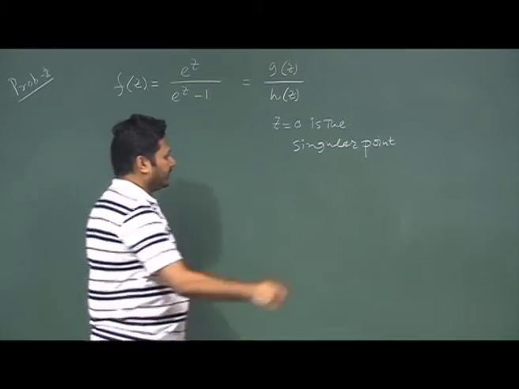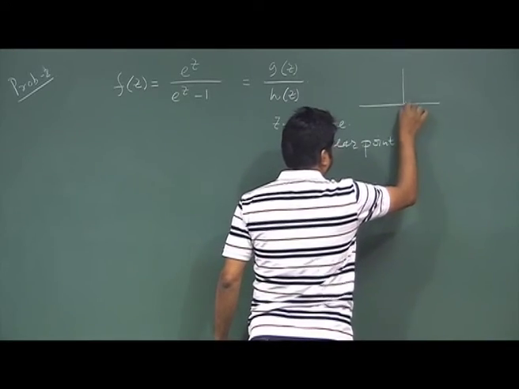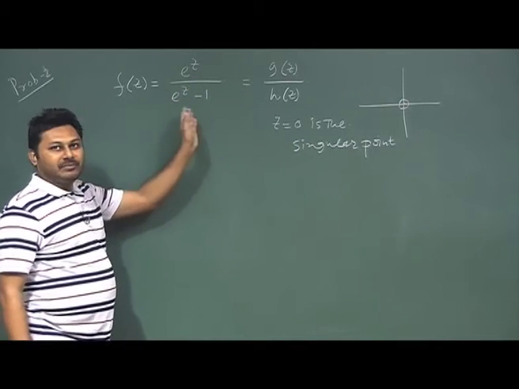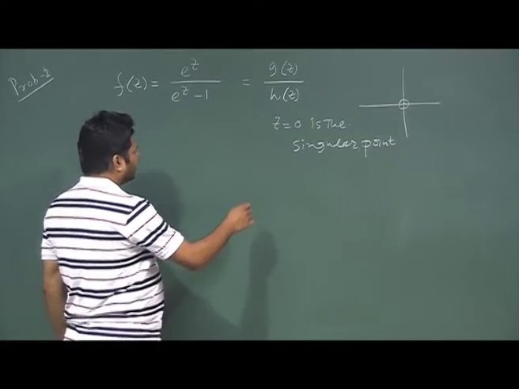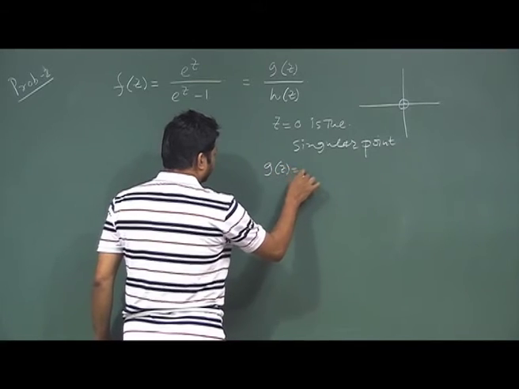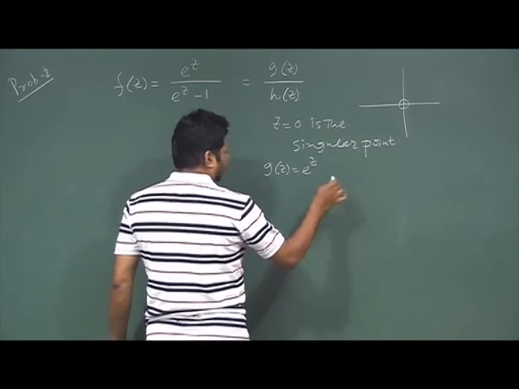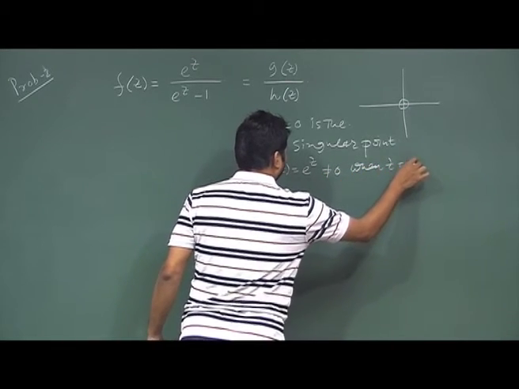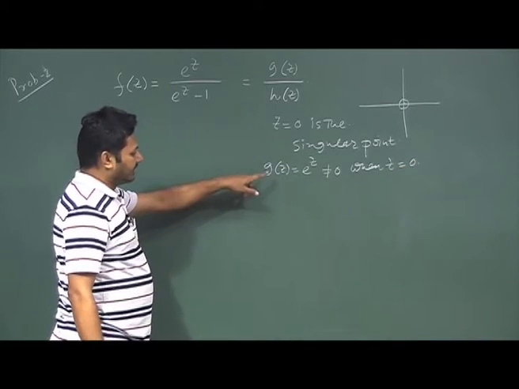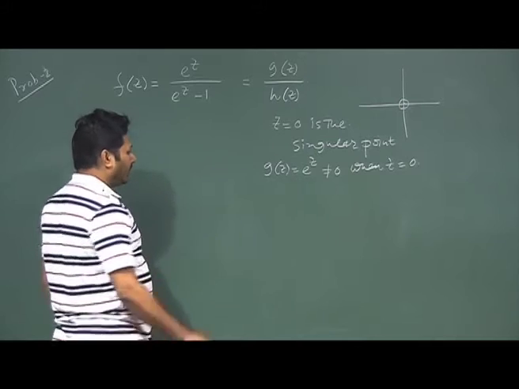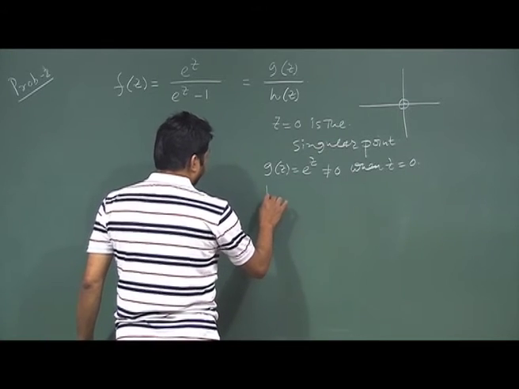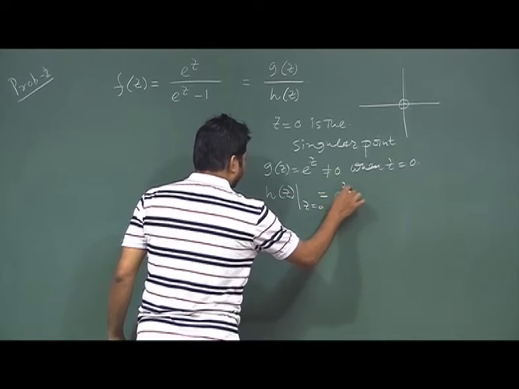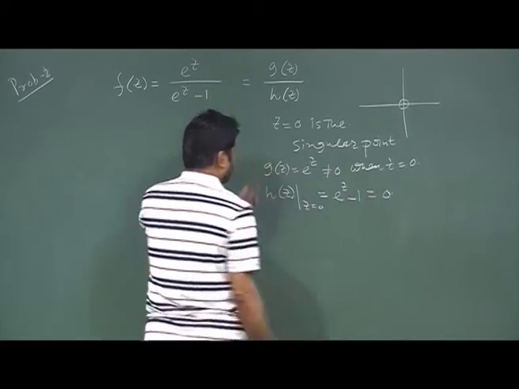At z equal to 0 the function is blowing up, and I should have a singularity only at that point. Also, you should note that g of z, which is e to the power z, is not equal to 0 when z is equal to 0. So my first condition is satisfied, that g of 0 is not equal to 0, and also h of z at z equal to 0, which is e to the power z minus 1, is 0. My second condition is also satisfied.